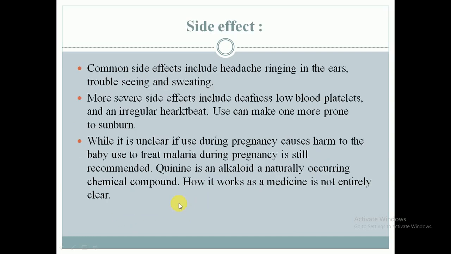The side effects reported after administration of quinine: common side effects include headache, ringing in the ears, trouble seeing and sweating, and more severe side effects include deafness. There may be a chance of low blood platelet count and irregular heartbeat. Especially whenever there is aplastic anemia or hemolytic anemia, when your blood volume becomes low, there will definitely be an irregular heartbeat. The same condition happens here. It can make one more prone to sunburn, and while it is unclear if use during pregnancy can cause harm to the baby, its use to treat malaria during pregnancy is still recommended. Quinine is an alkaloid, a naturally occurring chemical compound. How it works as a medication is not entirely clear.